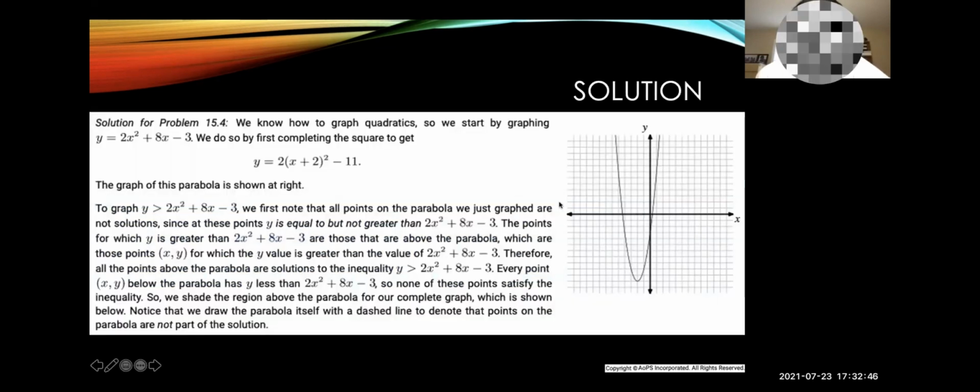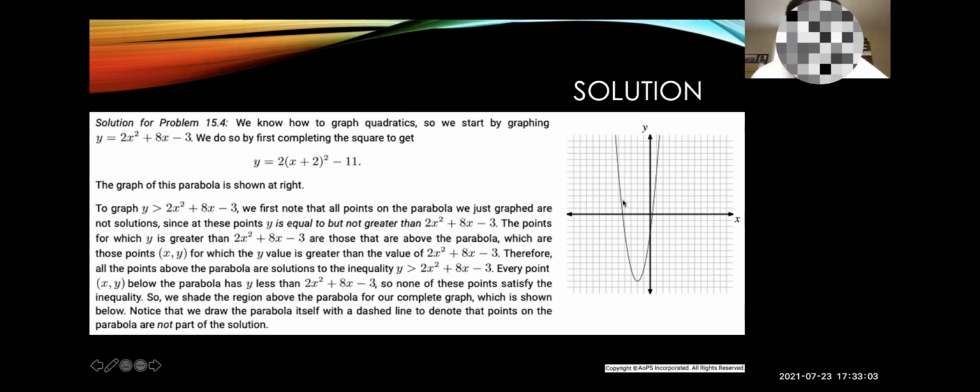So the easiest way to figure out if it satisfies that is just plug in a point. So plug in 0, 0, for example, and that satisfies the inequality, which means everything in this part of the parabola is a solution. Everything outside isn't.